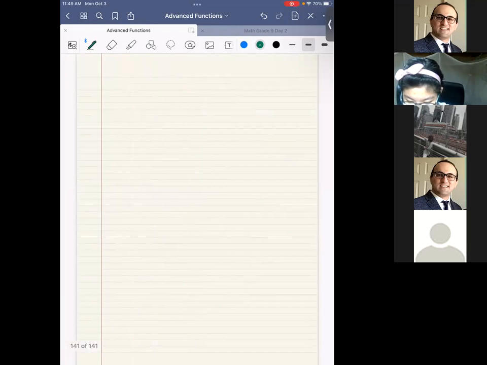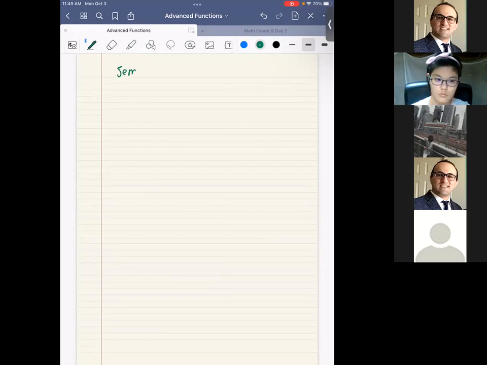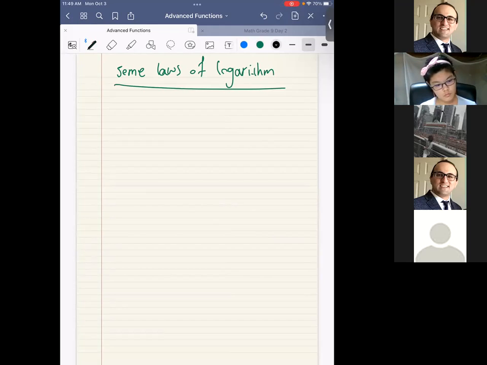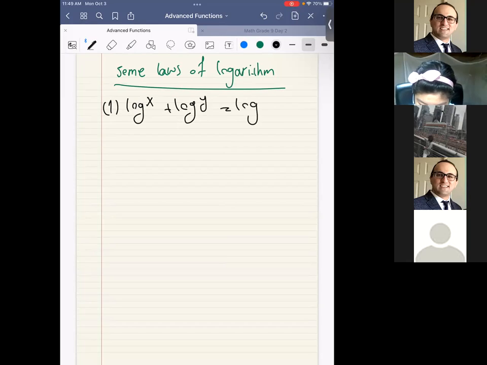Okay, guys? And just to recall some of the rules or identities, some laws of logarithm. So first you see that log x plus log y is equal to log of xy.